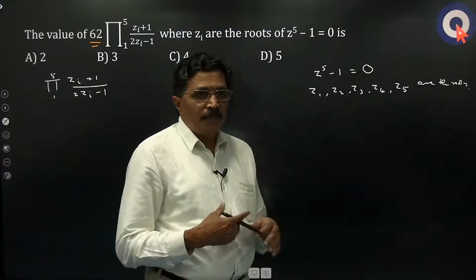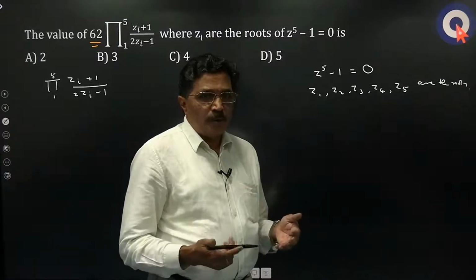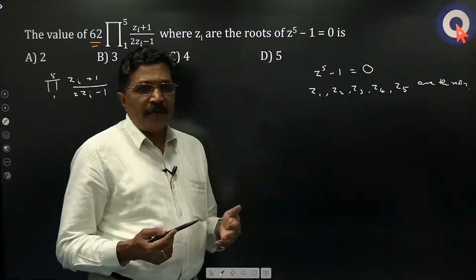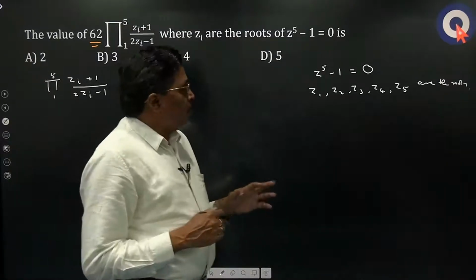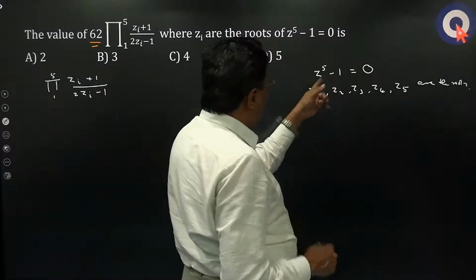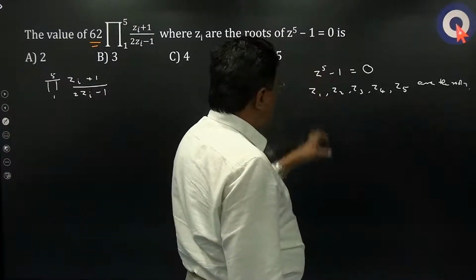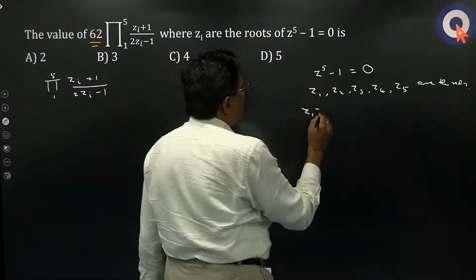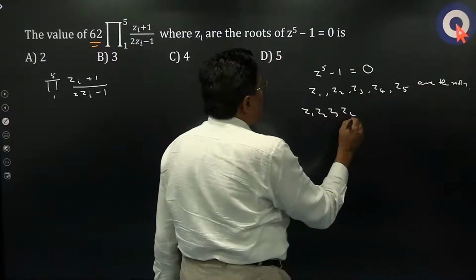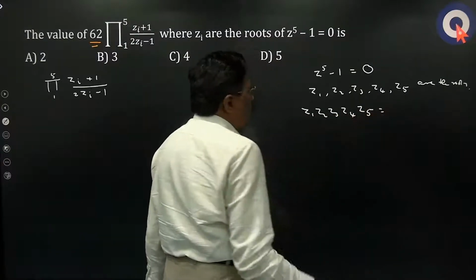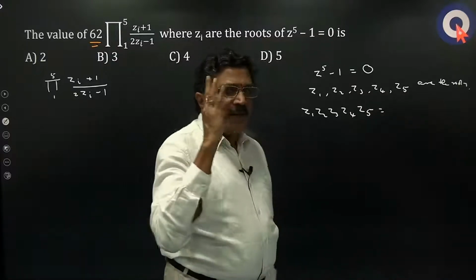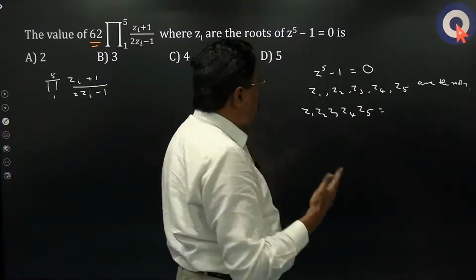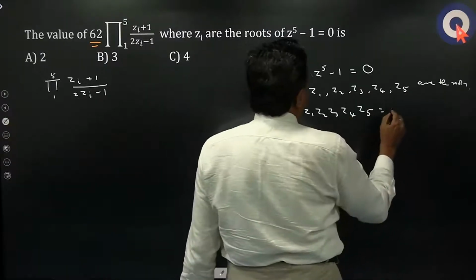You have Vieta's theorem: the sum of the roots, the sum of the products of the roots taken 2 at a time, taken 3 at a time, taken 4 at a time, and then the product of the roots. Because z power 4, z cube, z square and z, those terms are missing, you have only z1, z2, z3, z4, z5. The product of the roots is the only one available. The sum of the roots is minus b by a, next is positive, next is negative, next is positive, next is negative. So that is minus c by a. So that becomes 1 basically.